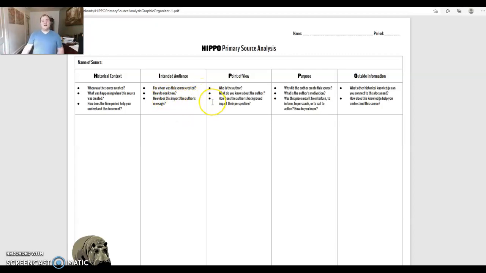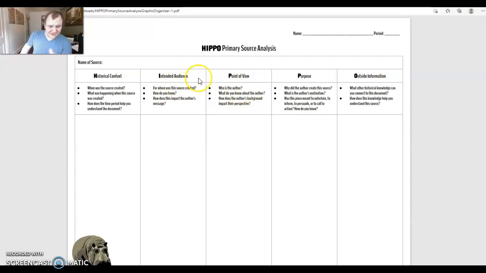And how does this impact the author's message? He's trying to inform the free men of America, his countrymen, of what Parliament is doing with the Tea Act, right? But he's going to tailor the way he presents the Tea Act in a way that'll get his countrymen riled up. And we'll talk about that when we get further down into the purpose, right? So his intended audience is his countrymen, right? So he's going to try to get his countrymen riled up about the Tea Act. Okay.